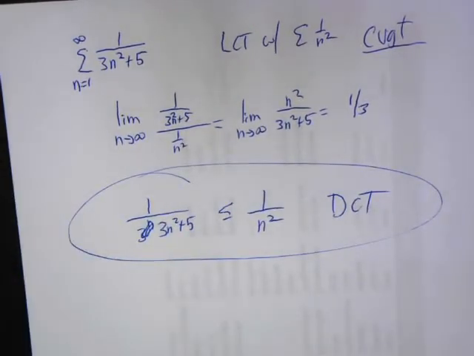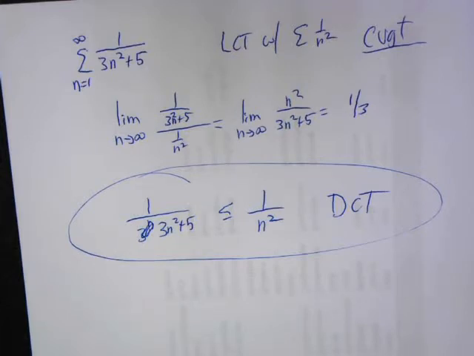Some problems you can use either test. This is a good example of this problem. You could have used the direct comparison test, or you could use the limit comparison test. If you can use the direct comparison test, the limit comparison test will always work. But the converse isn't true. Sometimes you can use the limit comparison test, but the direct comparison test wouldn't work.